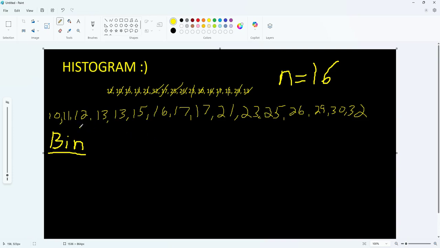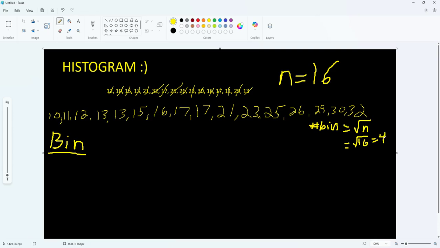So how many bins do I need? Well, if I take the square root of n, that gives the number of bins. It's a good approximation. There's a more complicated one, but if you round the square root of n, that's going to give you your number of bins. So the number of bins I need for this is the square root of 16, which is 4.